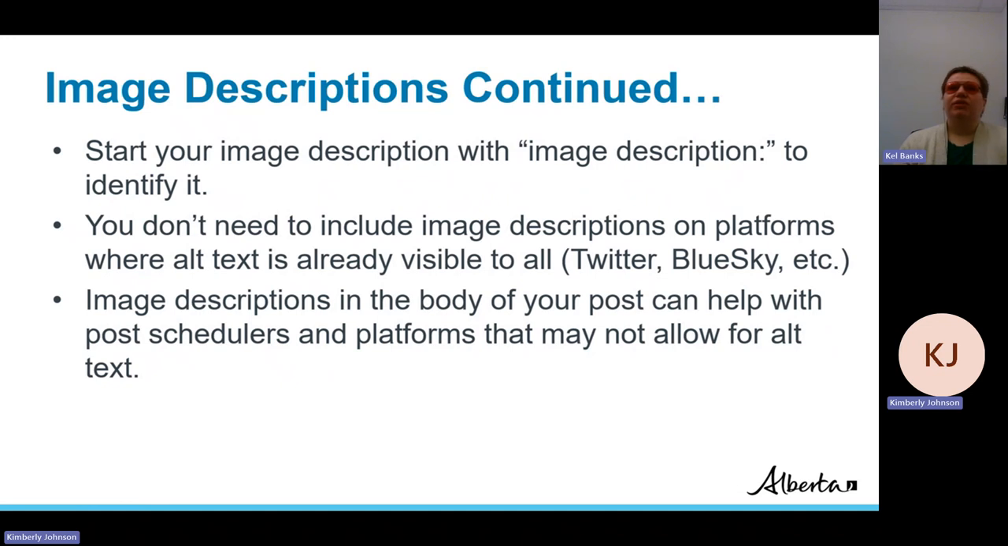And you don't need to include image descriptions on posts on platforms where alt text is visible to sighted people. So this includes Twitter and Blue Sky. I will show an example a bit later of what this looks like, but on X or Twitter, there is an alt badge in the corner of images that contain alt text that you can click on so that you can visually see the alt text that a screen reader is reading. Image descriptions in the bodies of your posts can also help with post schedulers that don't allow for including alt text. Next slide, please.